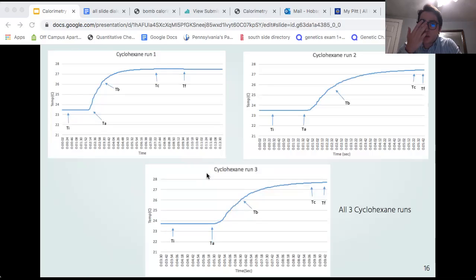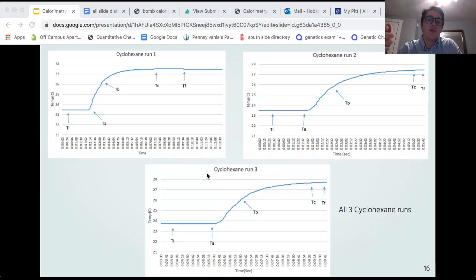So here I'm actually going to show you all 6 runs at a time. First cyclohexane and then CDDT. So there's labels on each of these. So our TI represents the time of initial temperature. TA represents the time of the firing of the bomb.